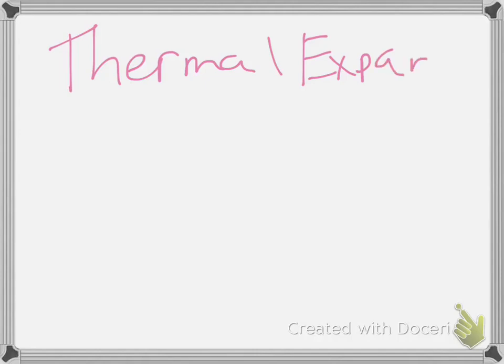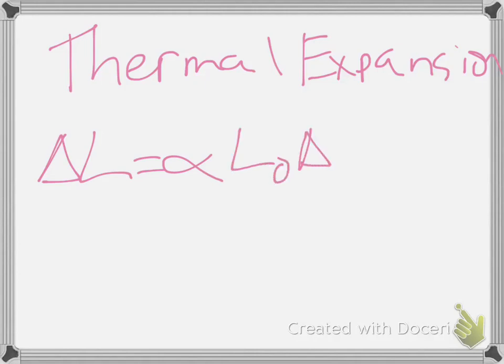Okay, thermal expansion. So this is the L changes a lot. So we got alpha, L0, delta T. This is talking about how if you heat something up, that object will expand, the material itself will expand because the molecules are moving faster, things like that. So just a quick example, here we go.